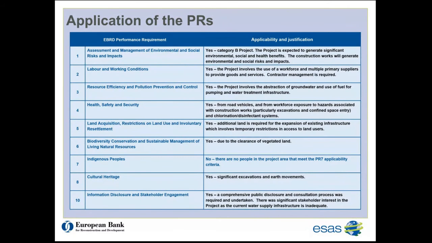Now let's look at the application of EBRD's performance requirements. So PR1, Assessment and Management of Environmental and Social Risks and Impacts. Well, PR1 always applies. This project was classified as a Category B project, and the project is expected to generate significant environmental, social and health benefits from the improved reliability and safety of drinking water. The construction works required will generate environmental and social risks and impacts, and for that reason, an environmental and social assessment was completed.